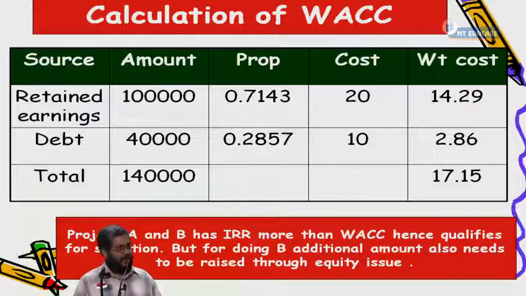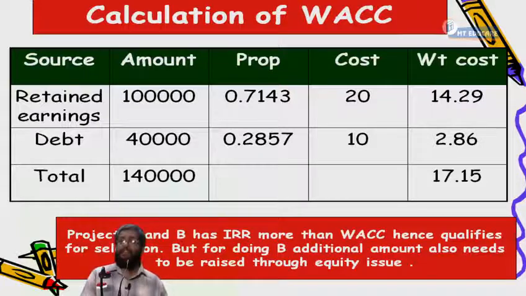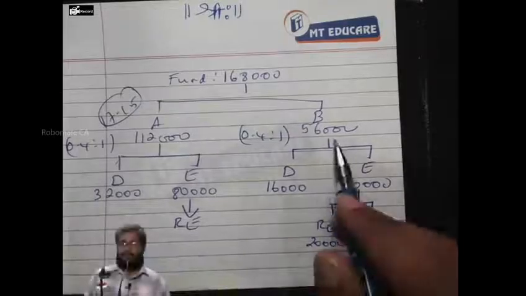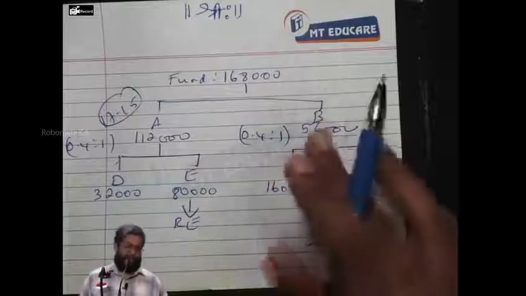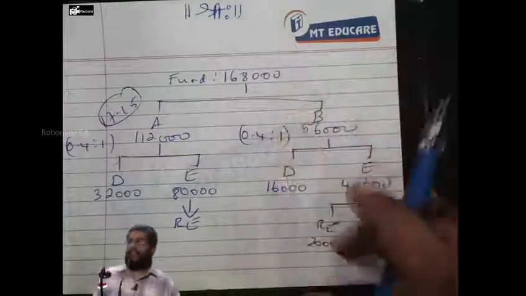Respond. Can I proceed or not? Right. Step 2. Analyzing the financing pattern of A and B.